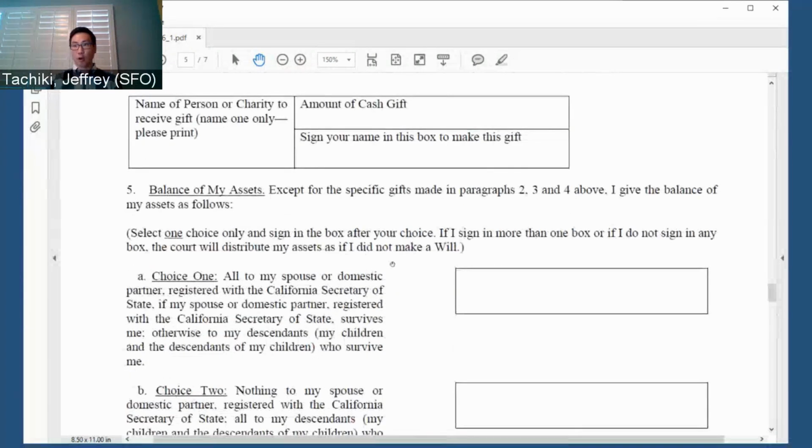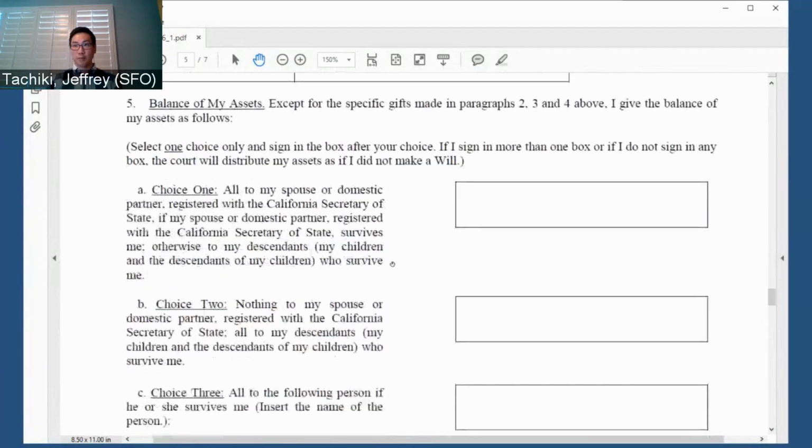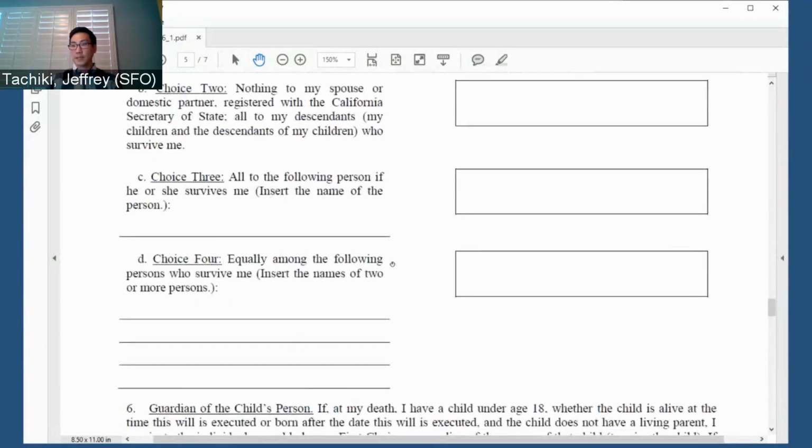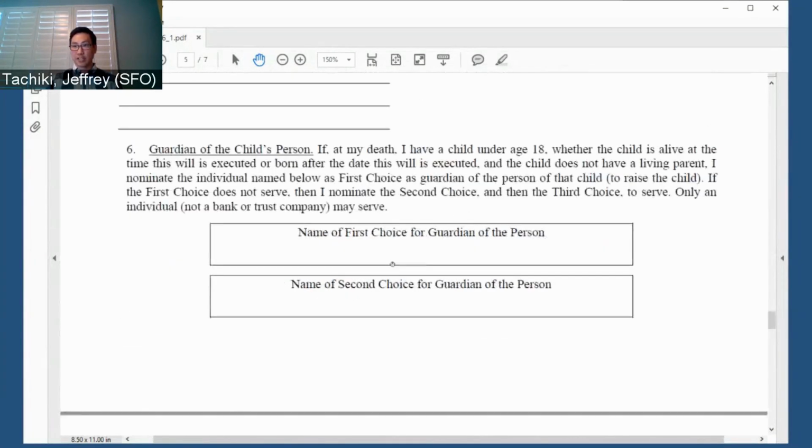Most people, I think, are likely to fill out just section 5, all right? All right, section 6.